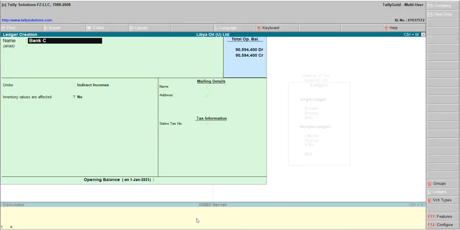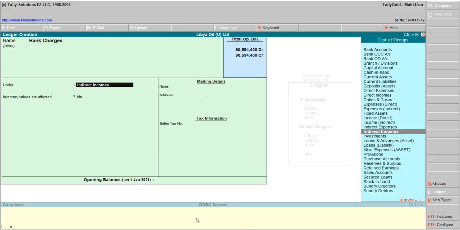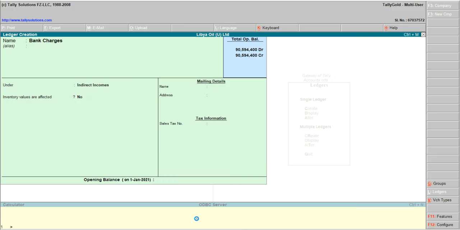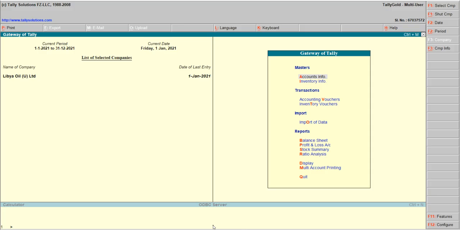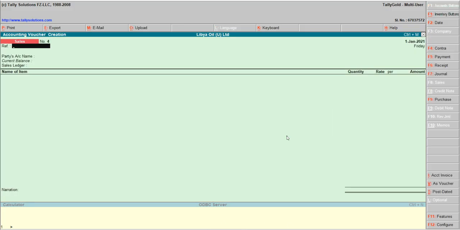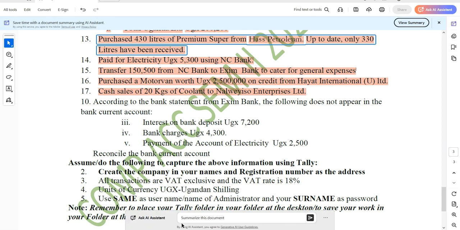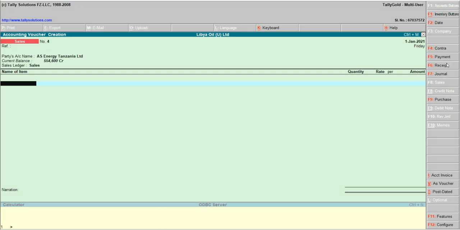Bank charges, and yes, electricity, I think we have that. So after creating those accounts, escape ledger creation, then go back to accounting vouchers. Now the interest on bank deposits, that is a receipt. We should record that as a receipt, so under accounting vouchers, you'll use a receipt.